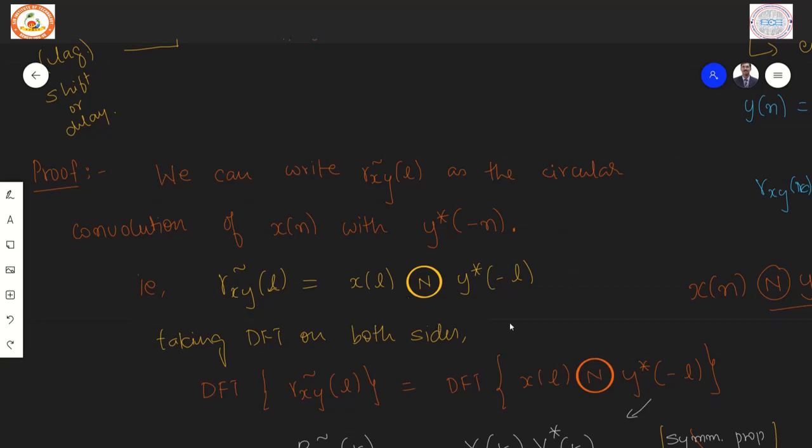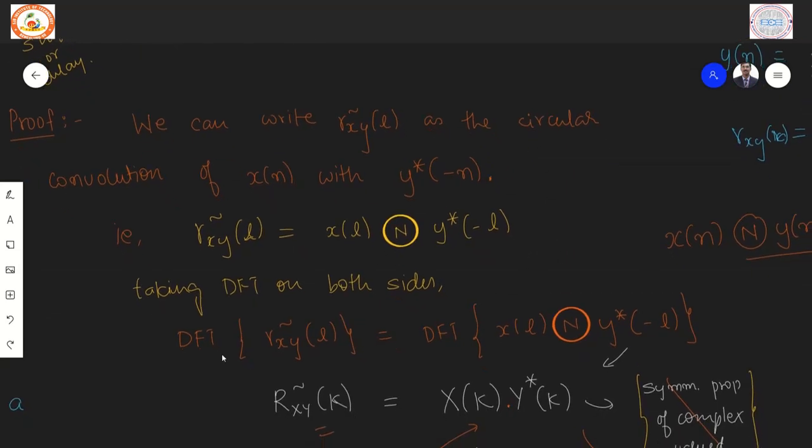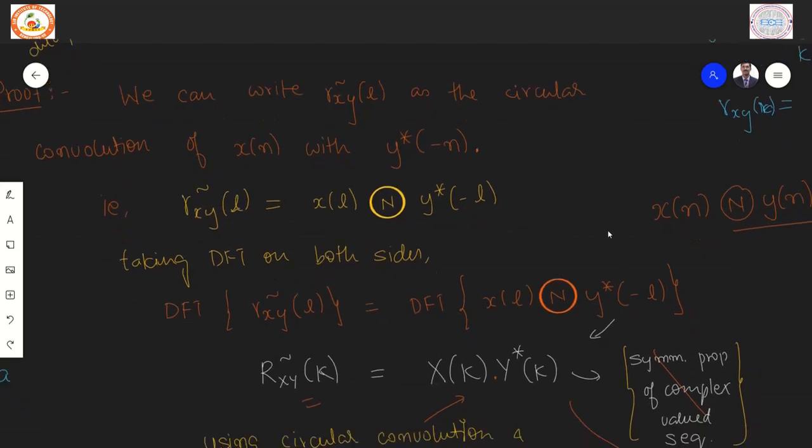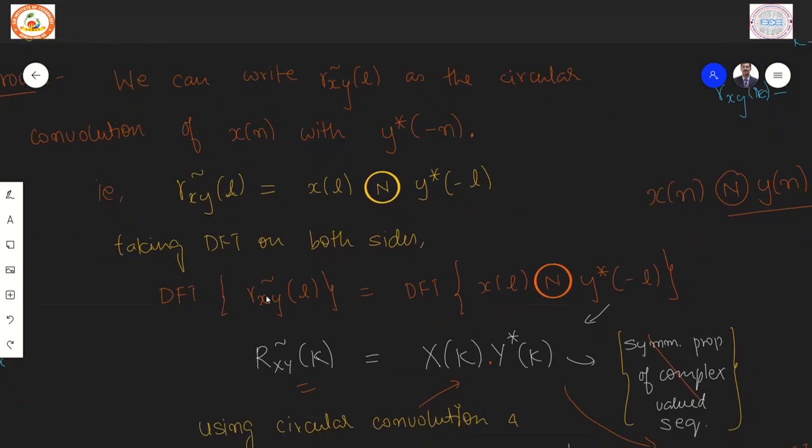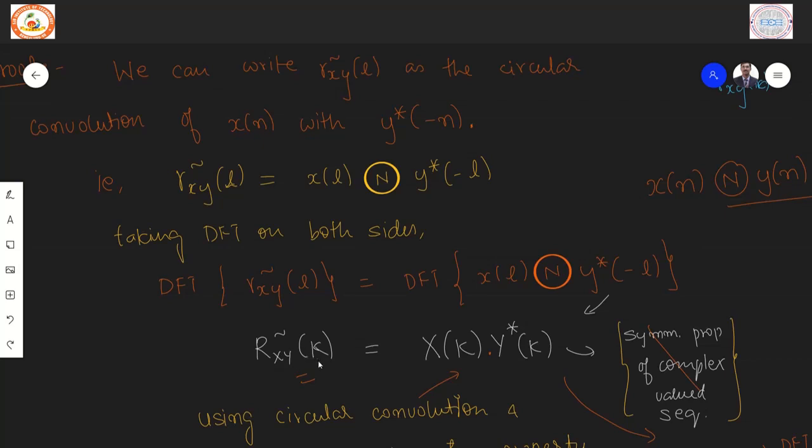Taking DFT on both sides, DFT of Rxy tilde of L is equal to DFT of x of L convolved with y conjugate of minus L. This DFT is expressed as Rxy tilde of k. Now we are aware from the convolution property that it becomes a multiplication of the respective DFTs. And the DFT of x of L is X of k. The DFT of y conjugate of minus L is Y conjugate of k.